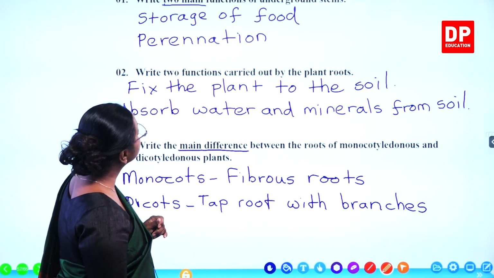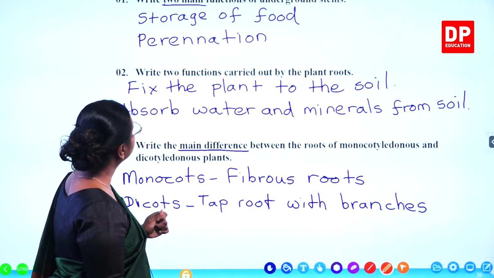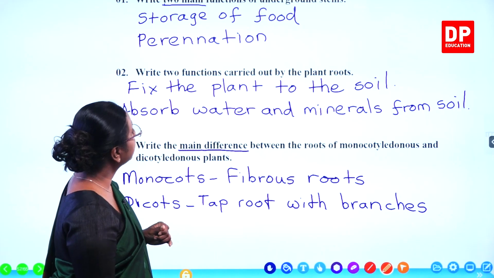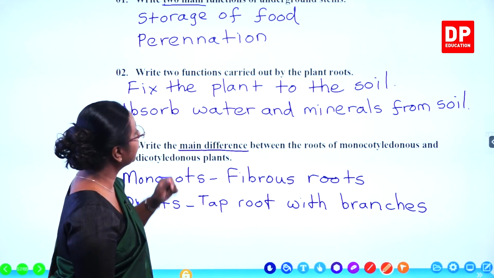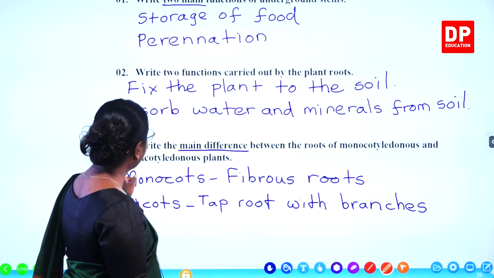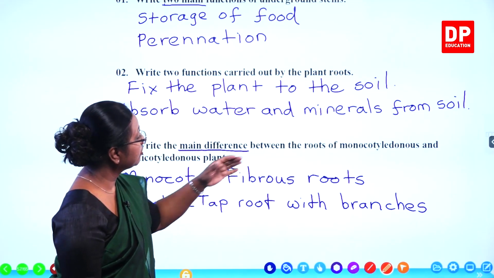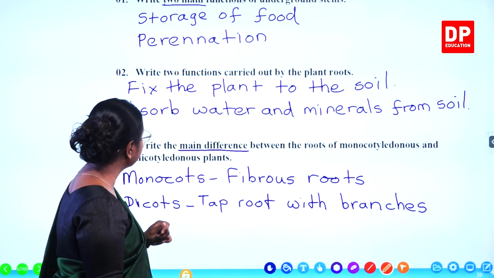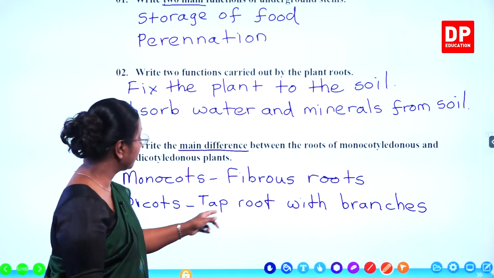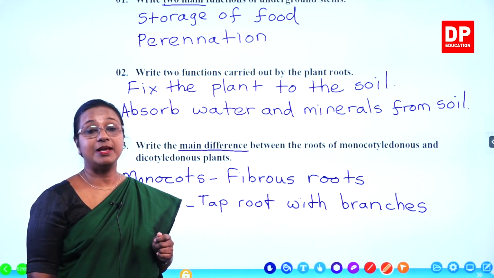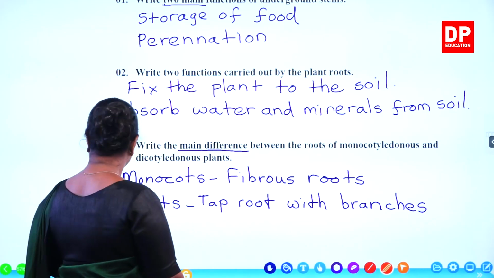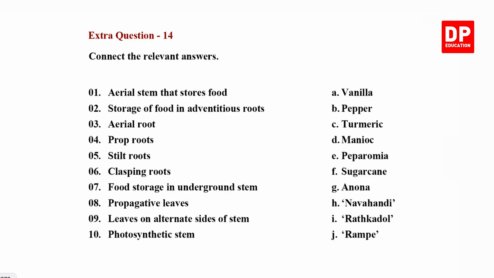Write two main functions of underground stems: storage of food and perennation. Then write two functions carried out by the plant roots: fix the plant to the soil, absorb water and minerals from soil. And write the main difference between the roots of monocotyledonous and dicotyledonous plants. Monocots have fibrous roots and dicots have tap roots with branches. Is that correct? Okay, so then I will move on to the next question.